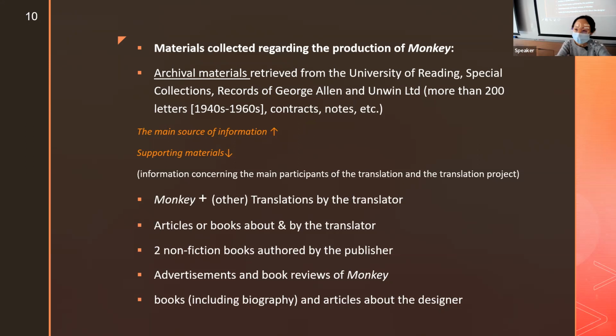The last group includes the books, including biography, and articles about the designer, Duncan Grant. These materials were not collected all at once, of course. I believe most of you may have experienced the same situation.